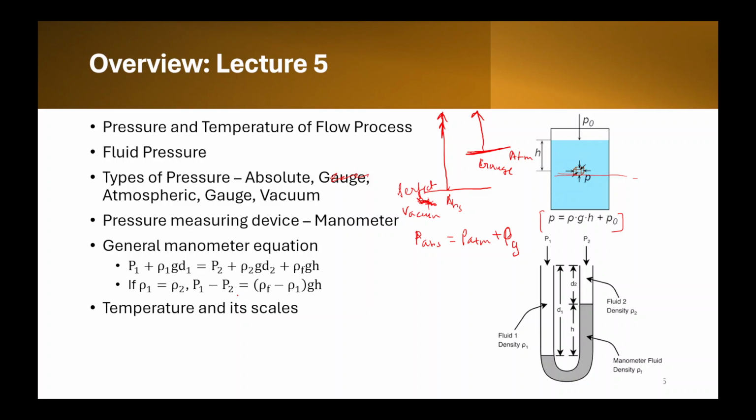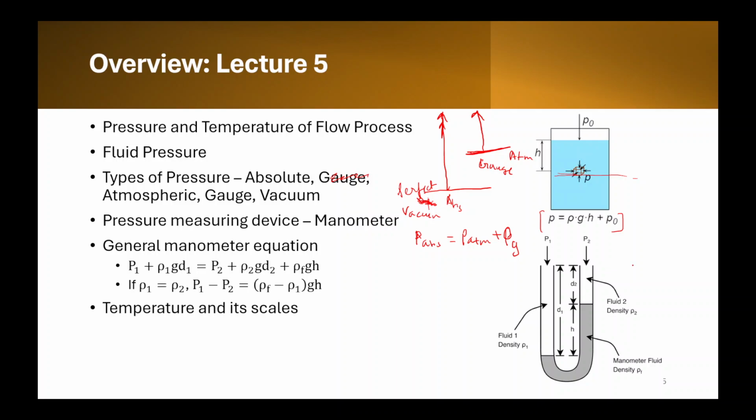Different measuring devices for the pressure were also talked about. However, the focus was on the manometer. A manometer is a very simple device which we can construct. It is basically a U tube which has a manometric fluid, which needs to have a density higher than that of the fluid for which we are measuring the pressure.